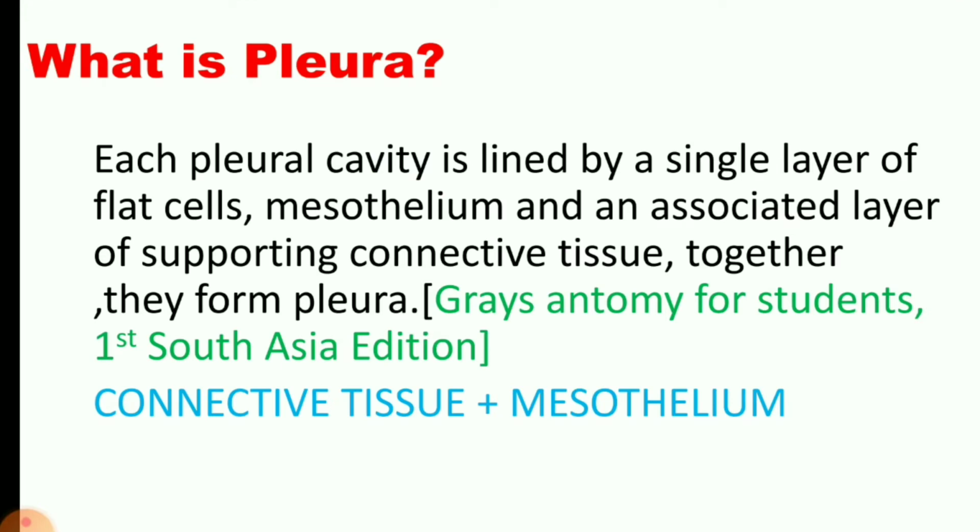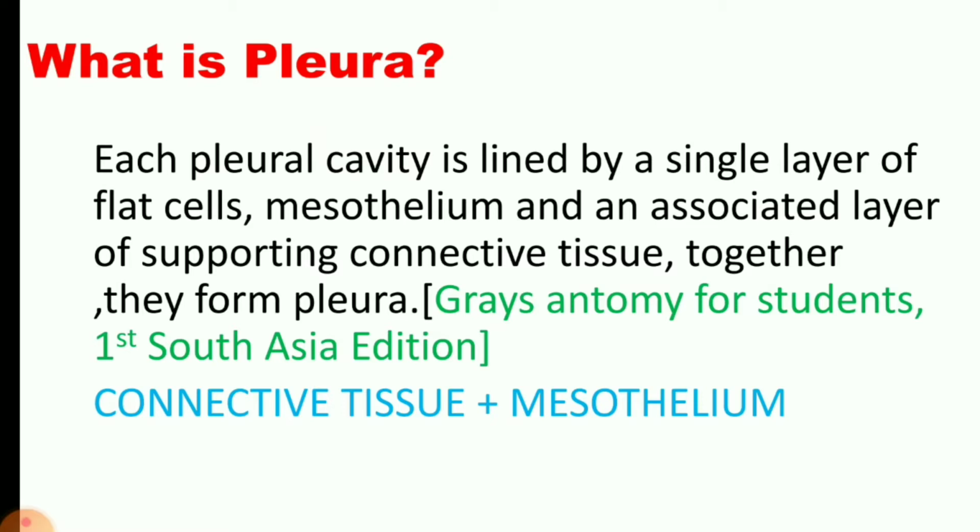First, the definition of pleura. We know that most of the organs in our body are covered by a connective tissue sheet for their fixation and protection. For example, you can take into account the peritoneum, which covers the intraperitoneal organs of the abdomen. Similarly, you can take into account pericardium. Here, in case of lungs, pleura is the connective tissue sheet which is covering the lungs.